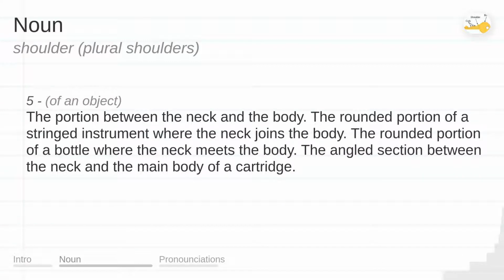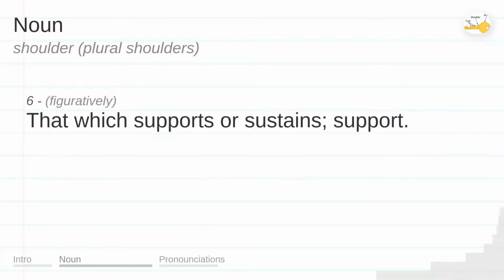The portion between the neck and the body. The rounded portion of a stringed instrument where the neck joins the body. The rounded portion of a bottle where the neck meets the body. The angled section between the neck and the main body of a cartridge. That which supports or sustains; support.